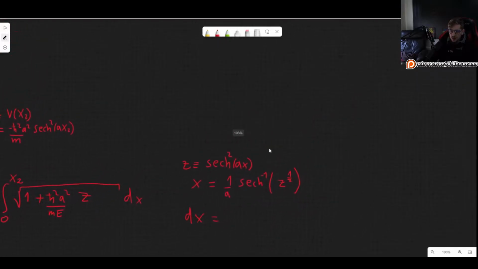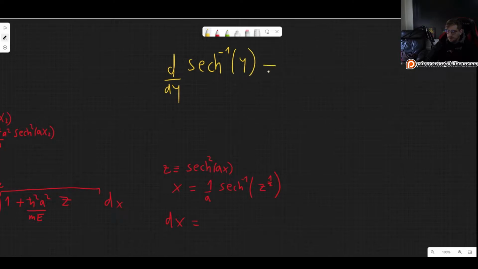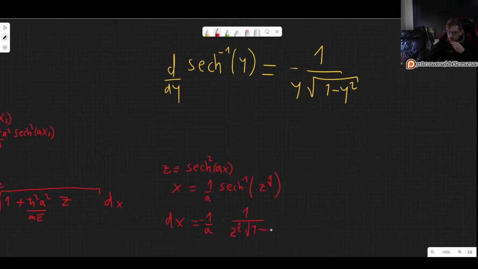Now you may know that already. The derivative of that, so let's say dy, so that I don't use any of the same letters that I'm currently using. So this will be the derivative of sech to the -1 of y. This is minus 1 over y times the square root of 1 minus y squared. So in this case, where we don't have y, but z to the 1/2, we have, of course, this 1 over a in front, which now has a minus sign, and we get times 1 over z to the 1/2 times the square root of 1 minus z to the 1/2 squared, so simply z.